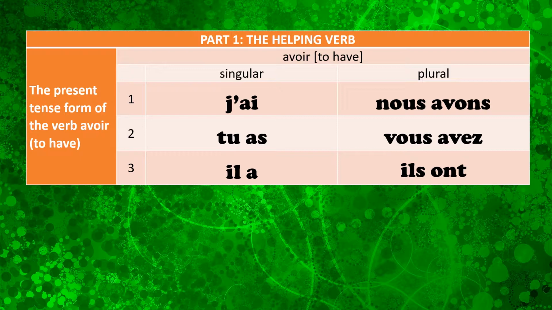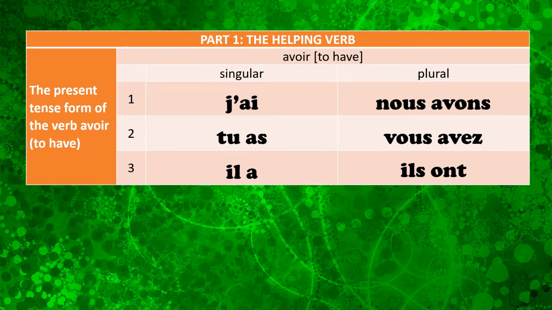Okay, so let's look at these again. J'ai, tu as, il a, nous avons, vous avez, ils ont. If you haven't learned them now, commit them to memory, because you're not going to be able to do the passé composé without knowing these 6 forms. All right, but that's just the first part, remember, our helping verb.